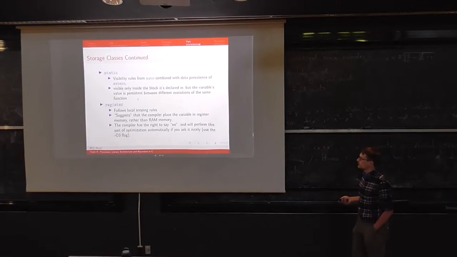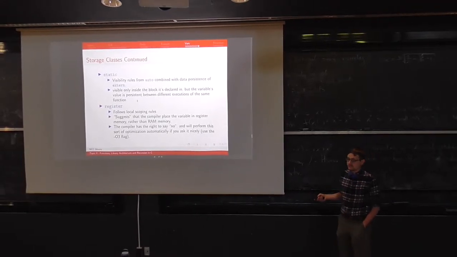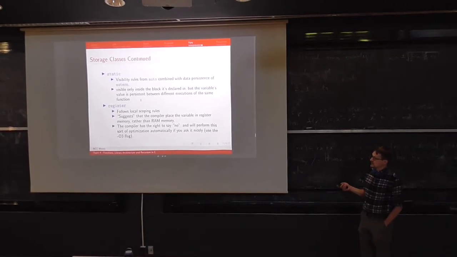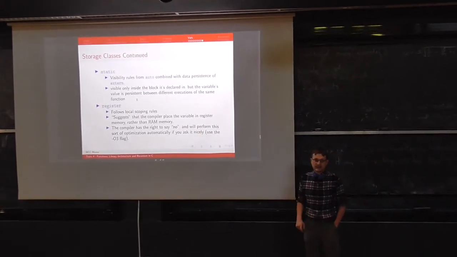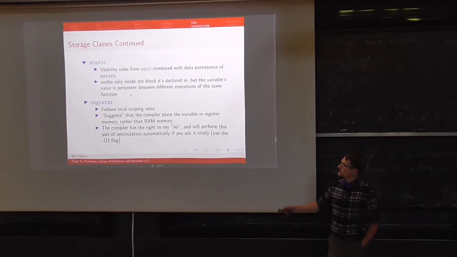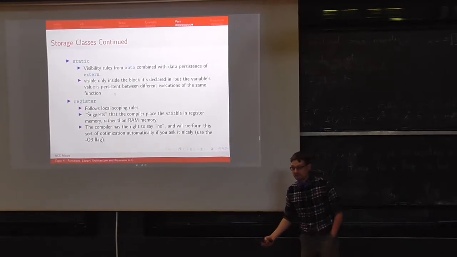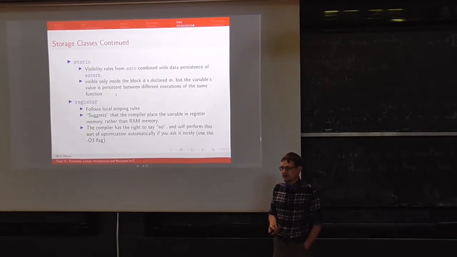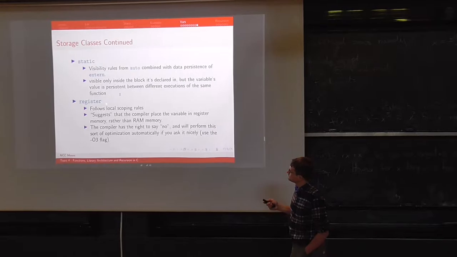cover for bad coding. So, static: visibility rules from auto combined with data persistence from external. It's visible only inside of the block that it is declared in, but the variable's value is persistent between different executions of the same function. One very useful use of static variables is to count how many times a function has been executed. So you kind of have the best of both worlds. You have data persistence, should that be necessary, but you also have inaccessibility outside of the function, so you don't have to get into the muddy waters of true global variableism.